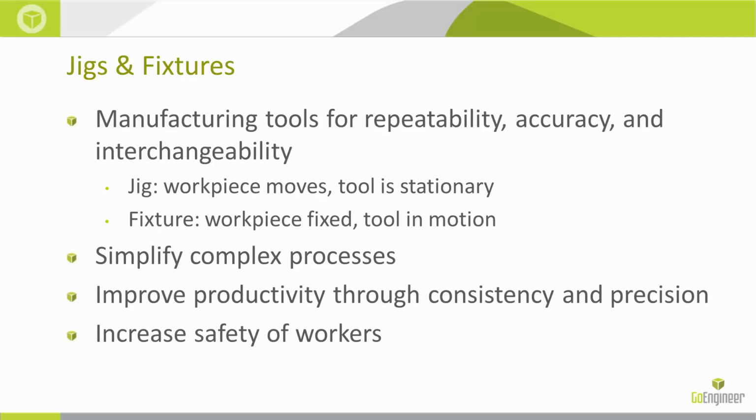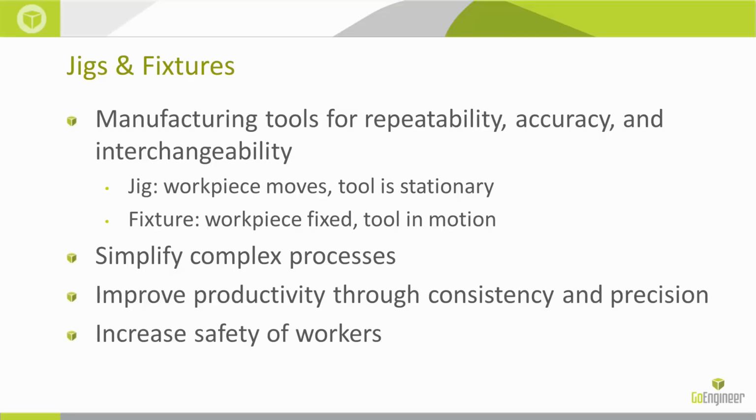Throughout this webinar, I will probably use the words jig and fixture interchangeably, and I will probably use them incorrectly as well. I've never differentiated between the two, but while I was putting this together, I came across the definition of the two and I figured I'd share it. So a jig differs from a fixture because with a jig, the workpiece moves and the tool is stationary, while with a fixture, the workpiece is fixed and the tool is in motion. So I think most of the examples we're going to cover today are actually fixtures, but don't hold me to it.